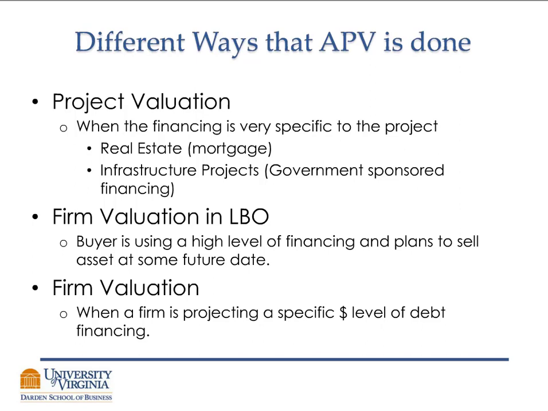Another example is firm valuation in LBO, leveraged buyouts. Here, the buyer is typically using a high level of financing up front and plans to pay down the debt and sell off the asset at some future date. Finally, we use it also in firm valuation when a firm is projecting a specific dollar level of debt financing that is different from the assumption that debt is a constant percentage of capitalization expressed in market value terms. Let's look at each one of these cases and how we would do APV in each case.